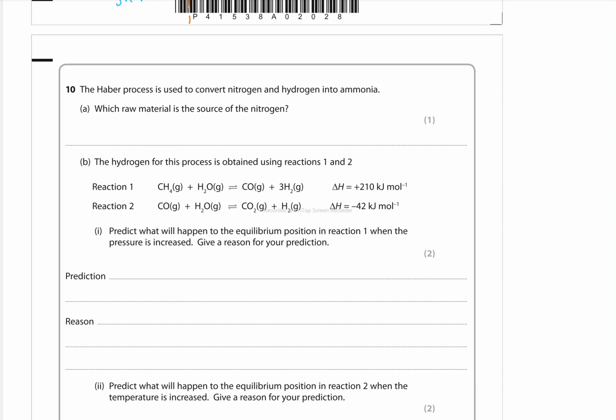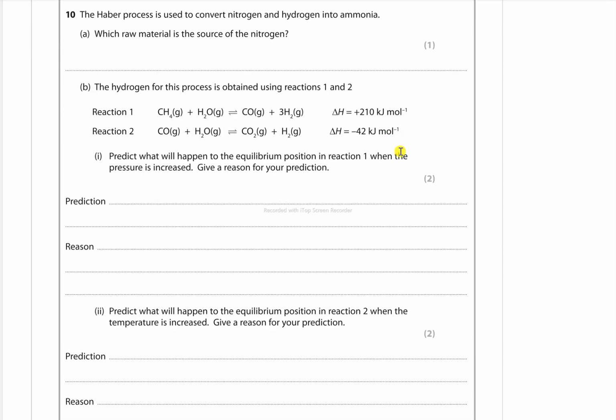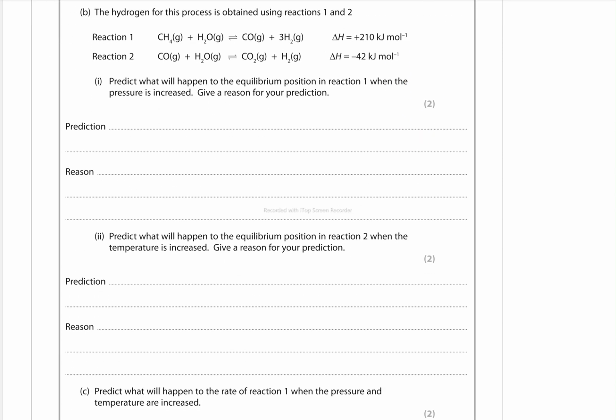That'll come from the air anyway, but I'm interested in this question here. So right, what we're gonna do is we're gonna look at this. Can you see this plus? That tells you this is an endothermic reaction. What does that mean? It takes in energy. It absorbs energy from the surroundings.